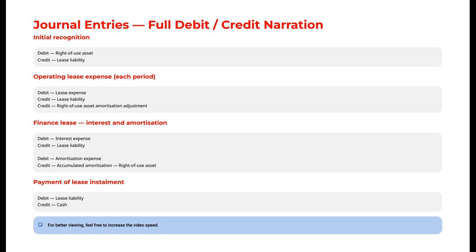Finance lease, interest and amortization. Full debit, interest expense. Credit, lease liability. Full debit, amortization expense. Credit, accumulated amortization, right-of-use asset. Payment of lease installment. Full debit, lease liability. Credit, cash.